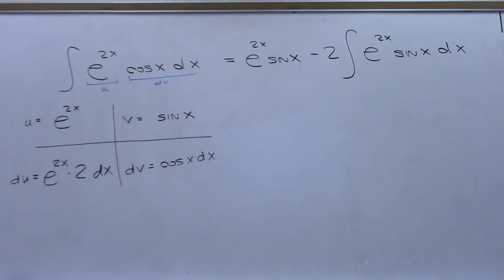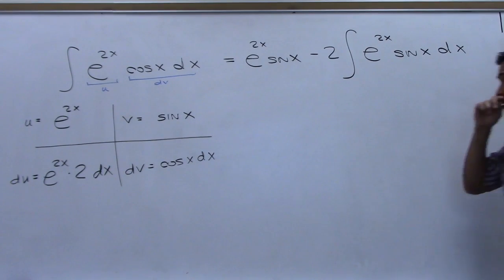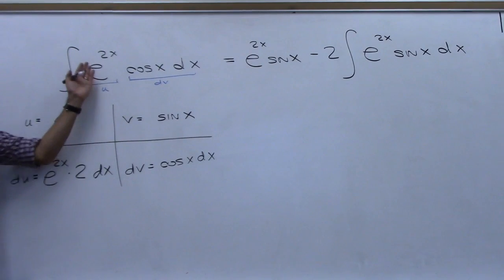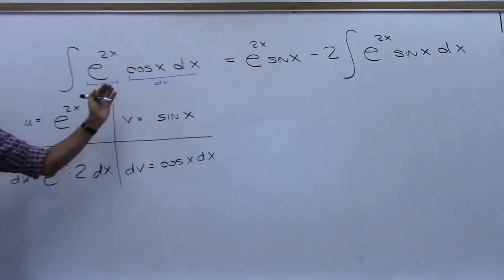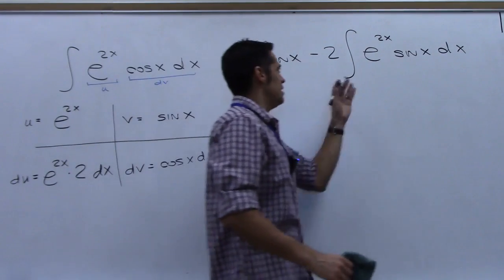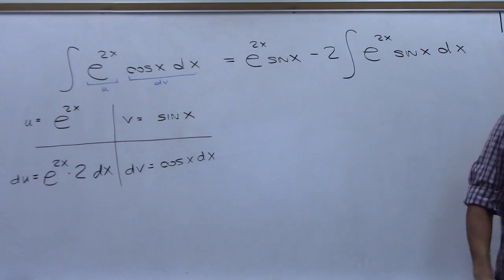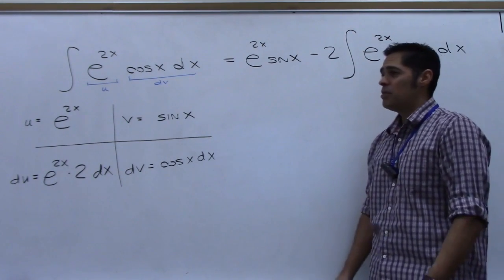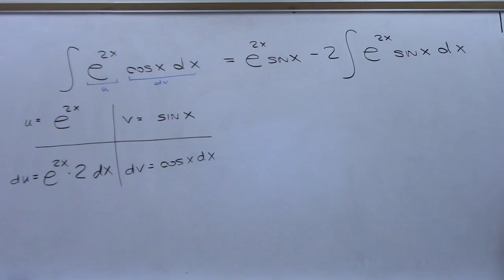All right, that's where we are, right? And from all appearances, we've done something, but it hasn't really gotten any better, has it? We went from an integral that had e to the 2x times cosine x dx, and now our new integral is e to the 2x, but now sine x instead of cosine x. So it really hasn't done much for us, right? So you might be thinking, maybe we should just quit. Let's do the same thing. Let's do integration by parts again. Let's use the same u. Let's use e to the 2x again.